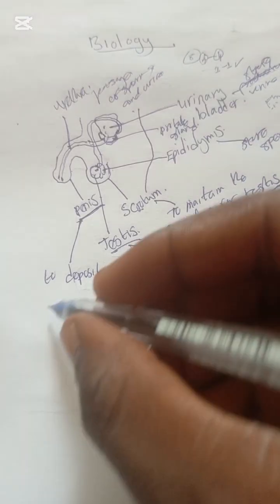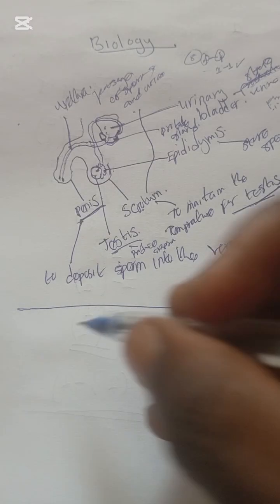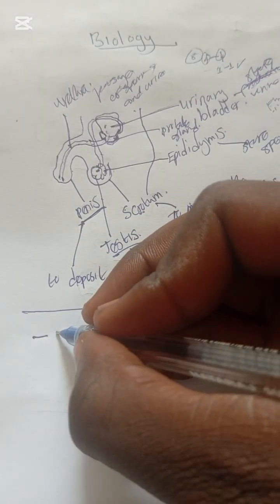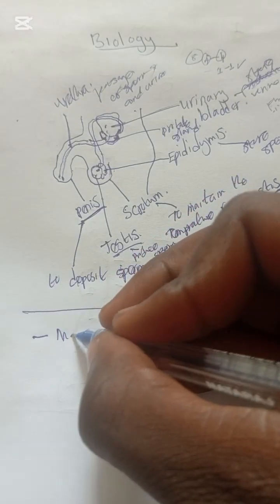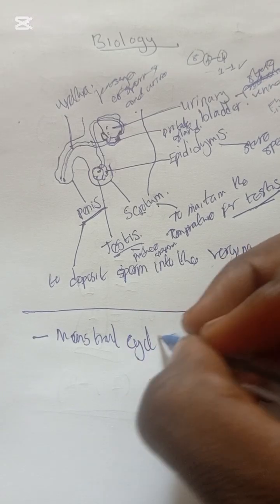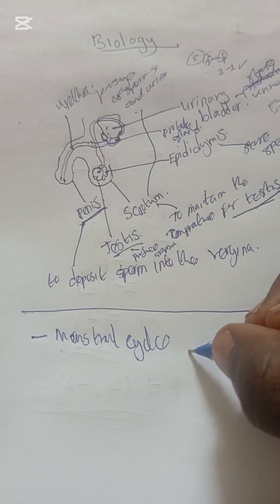So now let's go to the second question. It talks about the puberty changes that occur in females. What are those puberty changes which we see in females? The menstrual cycle, so this starts menstruation.